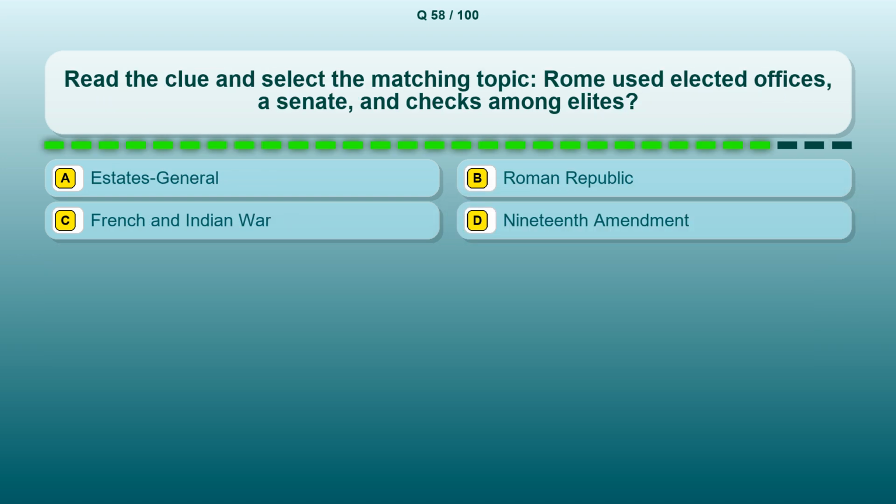Question 58. Read the clue and select the matching topic. Rome used elected offices, a senate, and checks among elites. Option A, Estates-General. Option B, Roman Republic. Option C, French and Indian War. Option D, 19th Amendment.